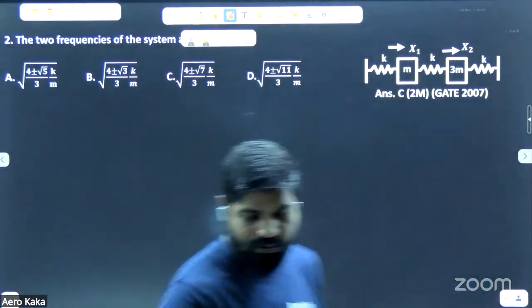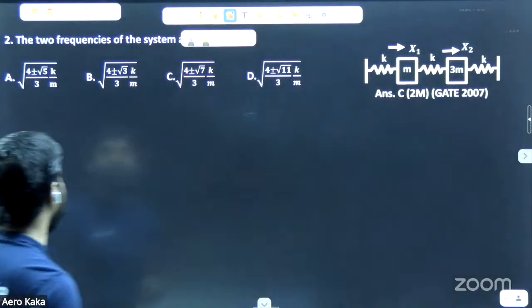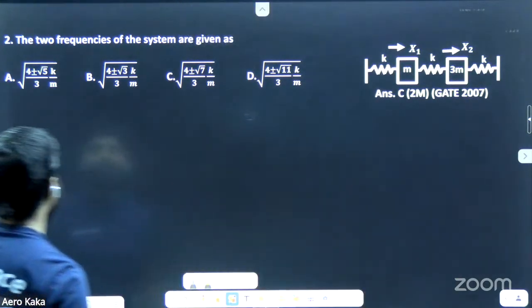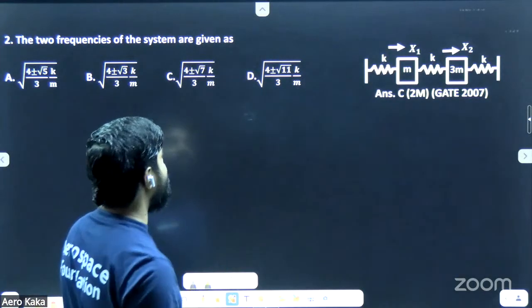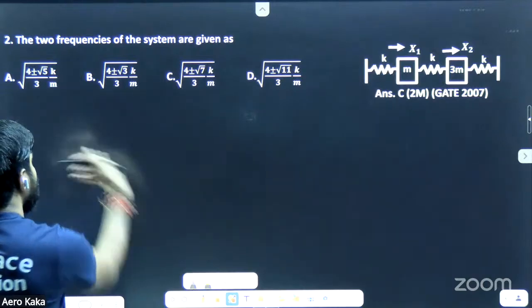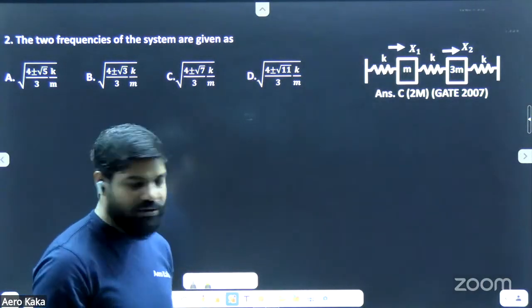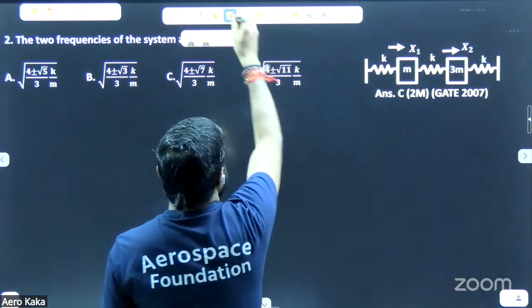Again, if you want to know the natural frequency of the system, simply what they are asking is: the two frequencies of the system are given as, which option is correct out of A, B, C, and D. How to answer this one? It's very easy. Just write down the frequency equation.